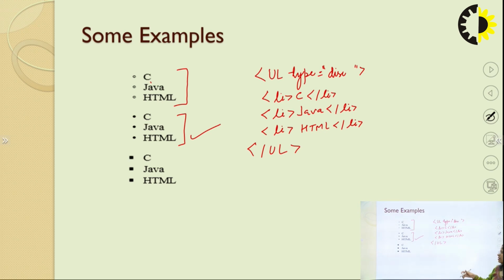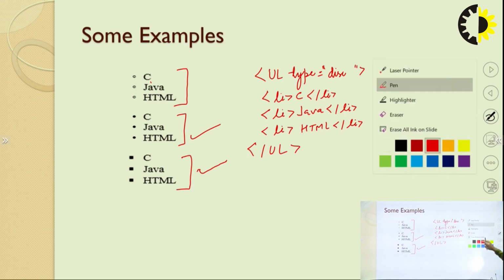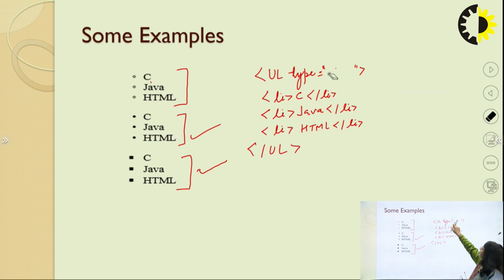Next one is, if you want to display your items in this format, this is a square type of bullet used here. So, you can represent your items in this format. You just write here square. So, representing the items using type is equal to square, your elements will be represented in this form. Okay.